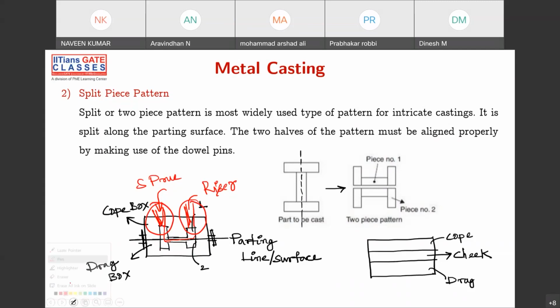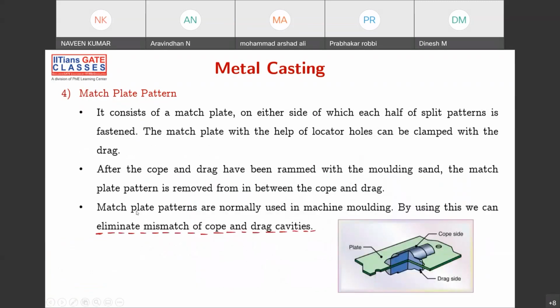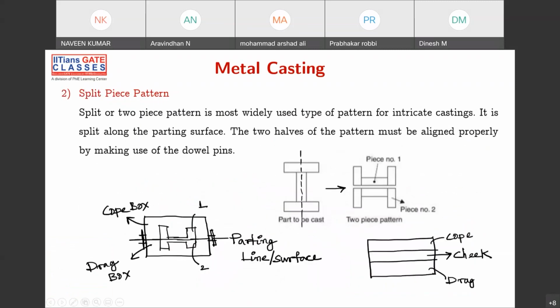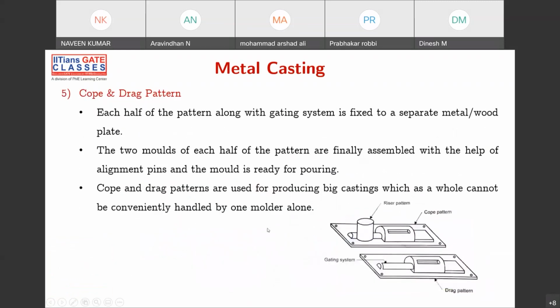So sometimes I don't want to add this sprue and riser separately. I will combine the riser and gating elements all into one place, onto the top and bottom pattern. So the riser also is accommodated into the pattern. Generally, riser is separate from the pattern. You put riser separately and pattern separately. But if you put the geometry of the riser into the pattern itself, that is called cope and drag pattern.